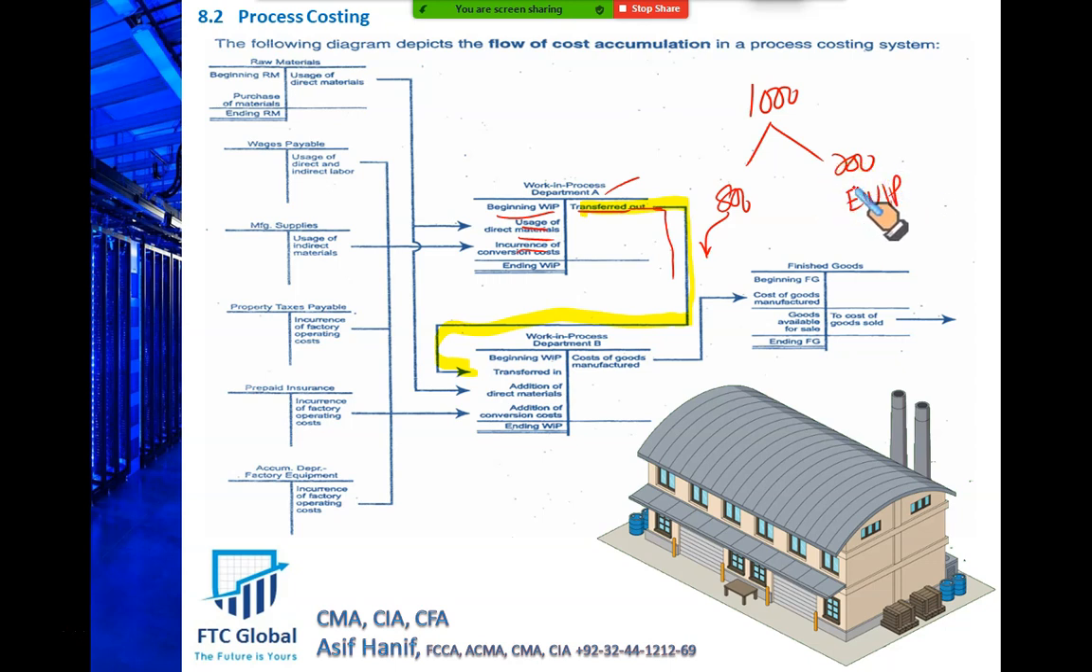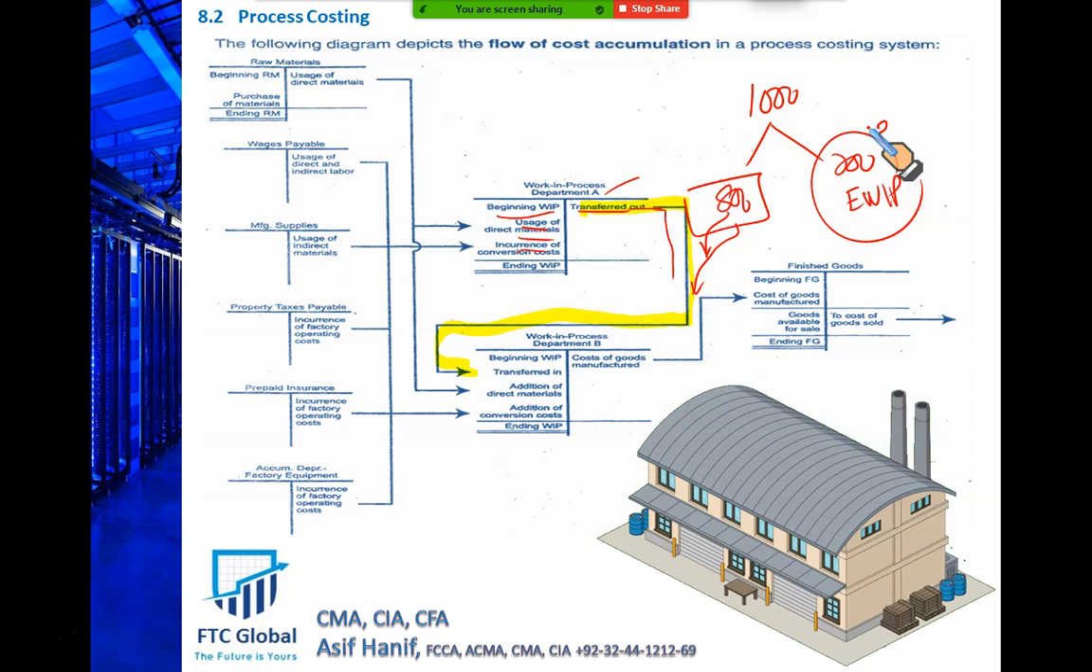Now our main problem or our main issue would be how to find the value of these 800 units that have been transferred to the next department, department B, and how to value this ending work in process. This is the main issue, and almost all questions in process costing involve these two issues: how to value the goods that have been completed and how to value the goods that are in work in progress.